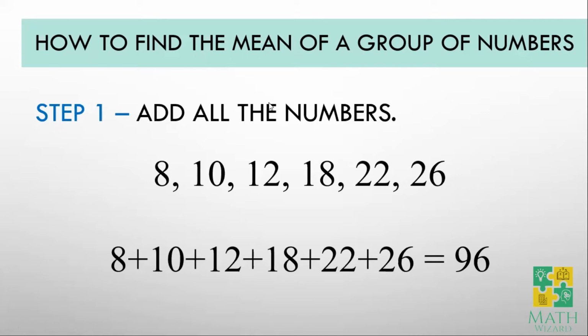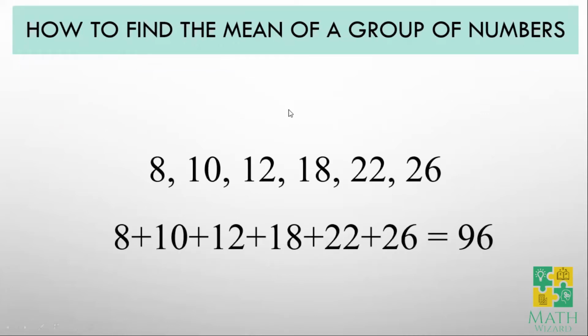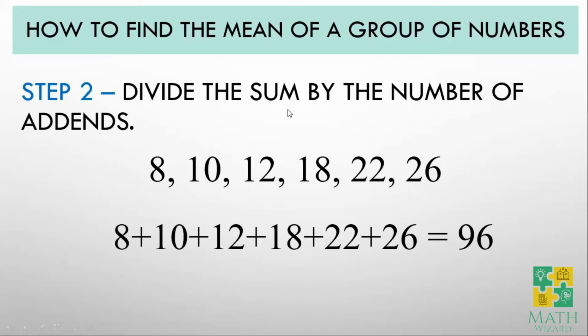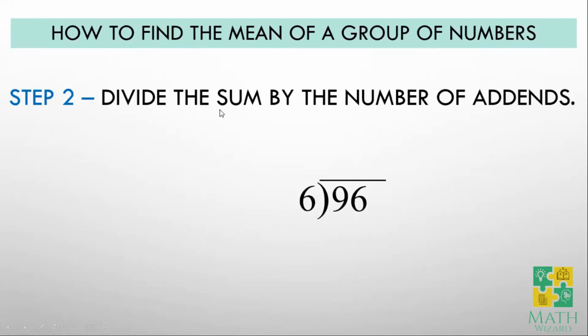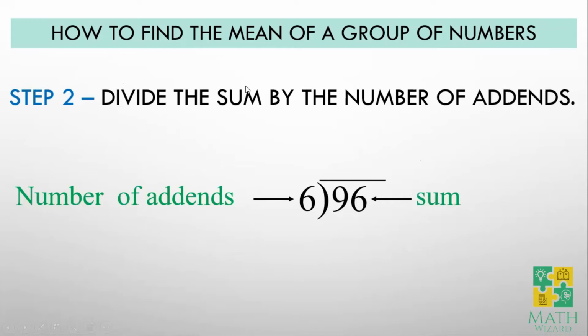After adding all the numbers, our step number 2 is to divide the sum by the number of addends. How many addends do we have? If we count, that's 1, 2, 3, 4, 5, 6. So we have 6 addends. For step number 2, we divide the sum, which is 96, by the number of addends, which is 6.